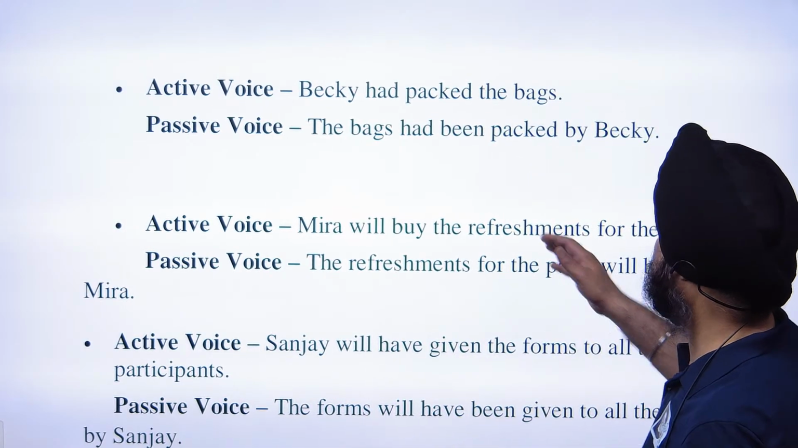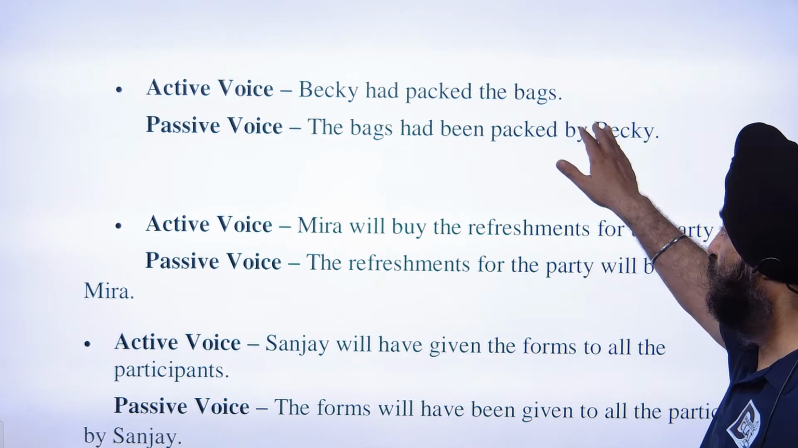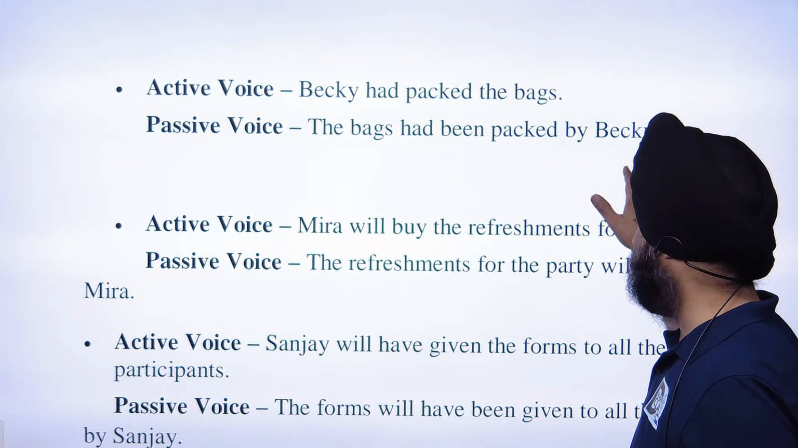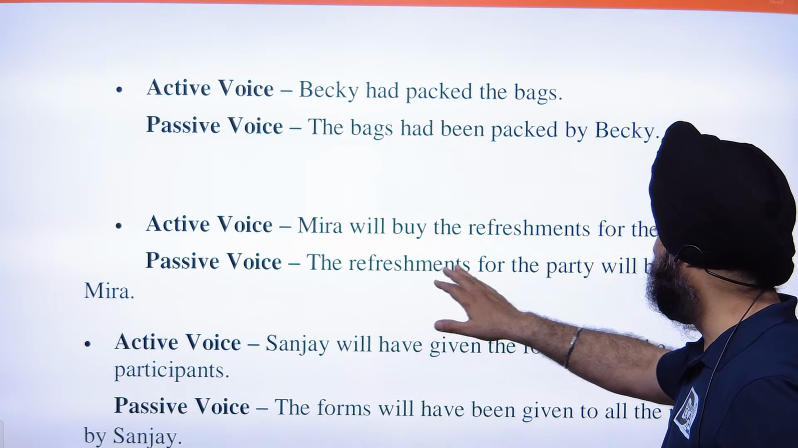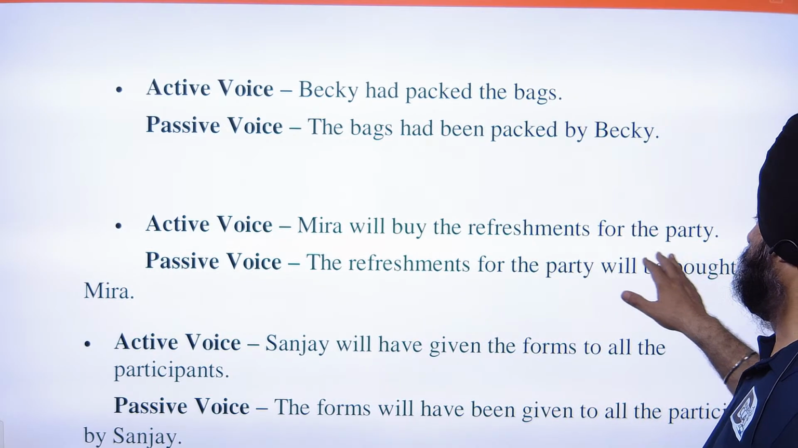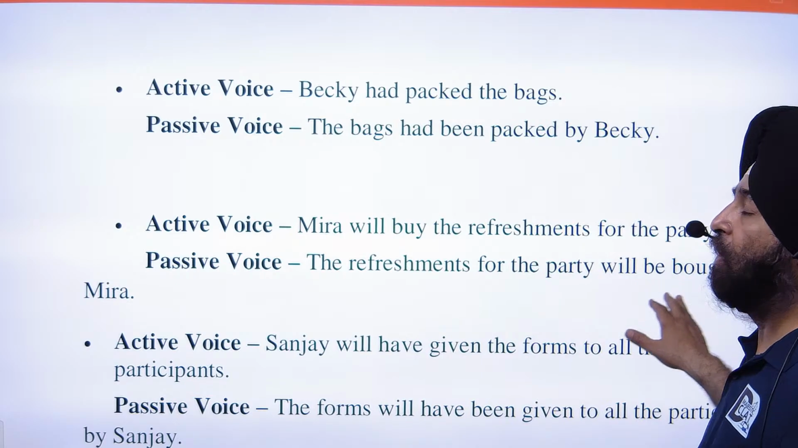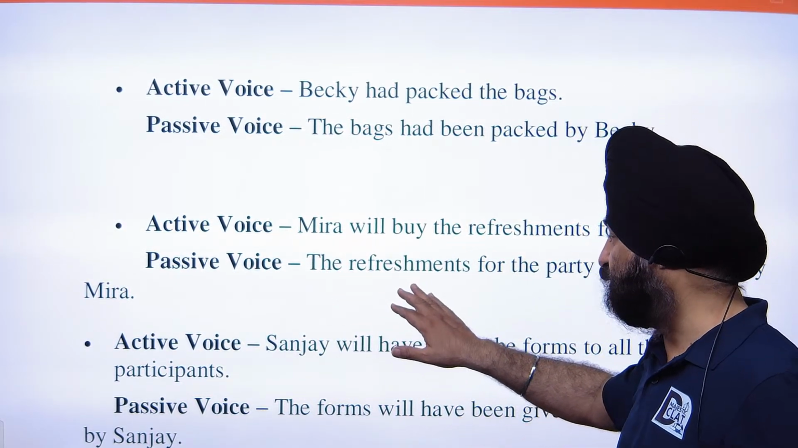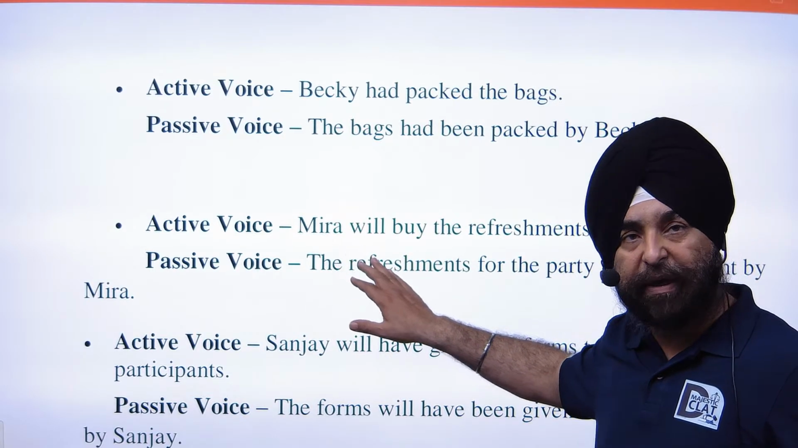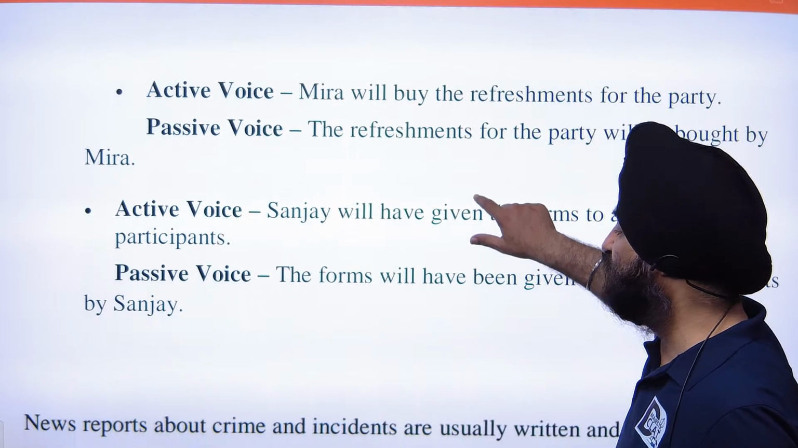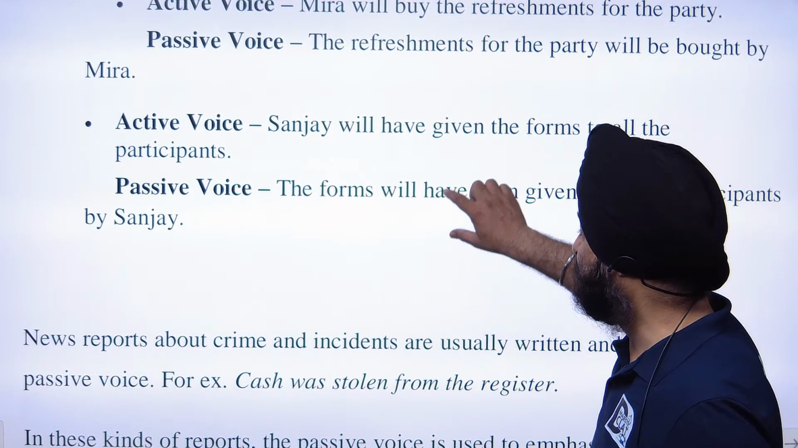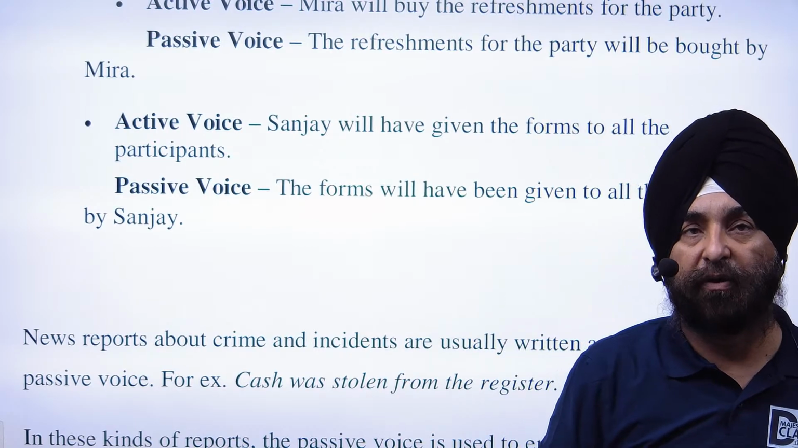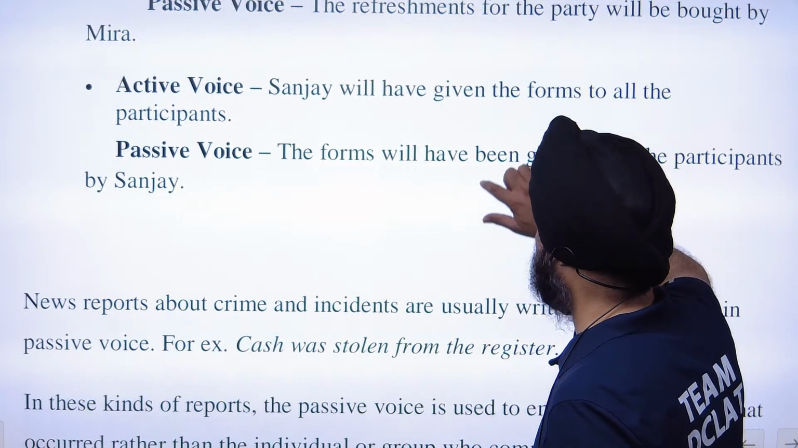Like, Becky had packed the bags. So the bags had been packed by Becky. Similarly, Mira will buy the refreshments for the party. The refreshments for the party will be bought by Mira. So the focus automatically shifts towards refreshments rather than Mira. So through these examples, we can get a clear-cut idea about how the active voice and the passive voice work.